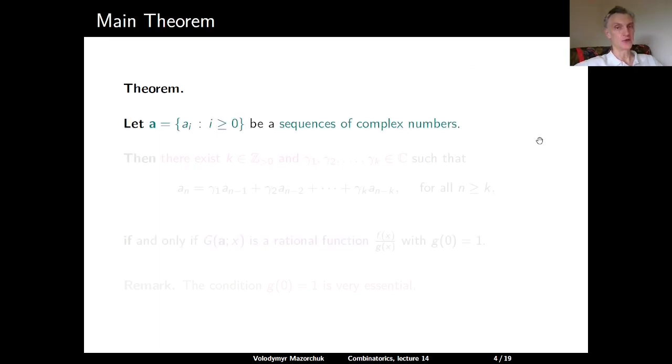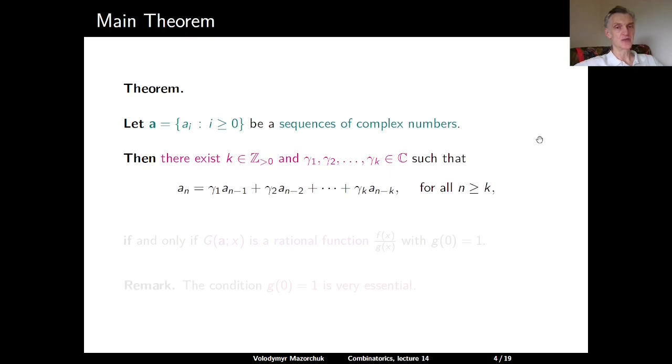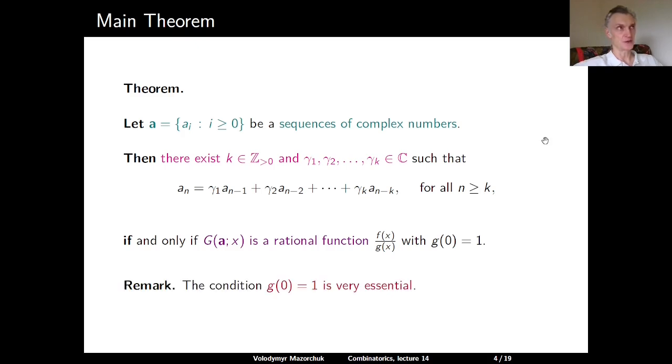Let a be a sequence of complex numbers a_i, i greater than or equal to 0. Then there exists a positive integer k and complex numbers gamma_1, gamma_2, and so on, gamma_k, such that a_n is equal to gamma_1 a_{n-1} plus gamma_2 a_{n-2} plus and so on, plus gamma_k a_{n-k} for all n greater than or equal to k, if and only if the generating function for a is a rational function f of x divided by g of x, where g of 0 is equal to 1, so the free term of g is equal to 1. And this condition that g of 0 is equal to 1 is very essential for the whole theorem.